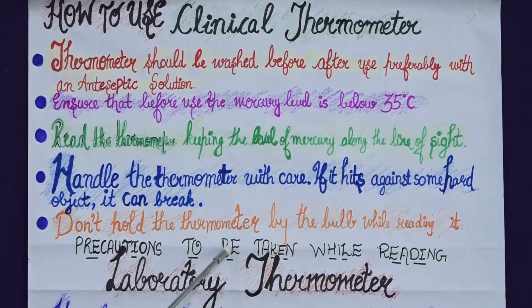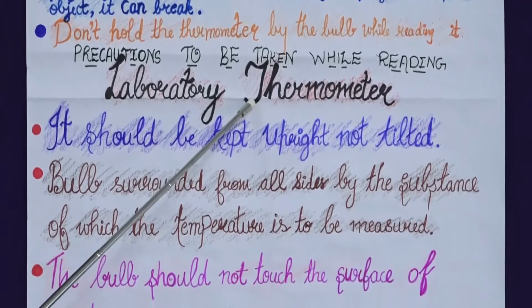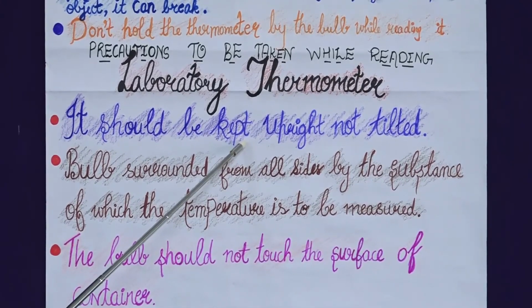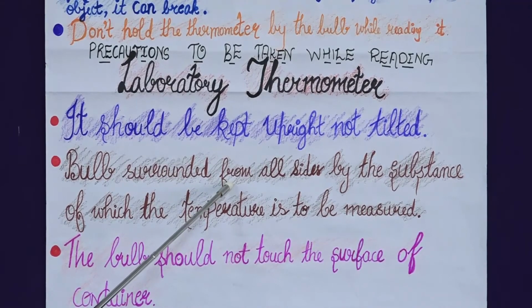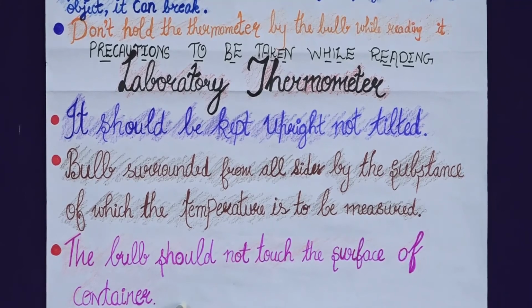Now I am going to tell the precautions to be taken while reading a laboratory thermometer. It should be kept upright, not tilted. The bulb should be surrounded from all sides by the substance of which the temperature is to be measured. The bulb should not touch the surface of the container.